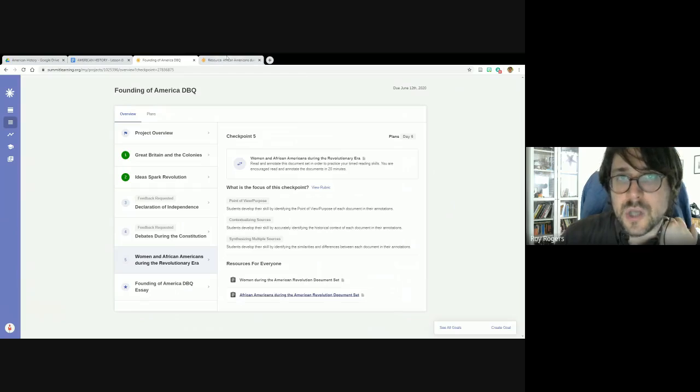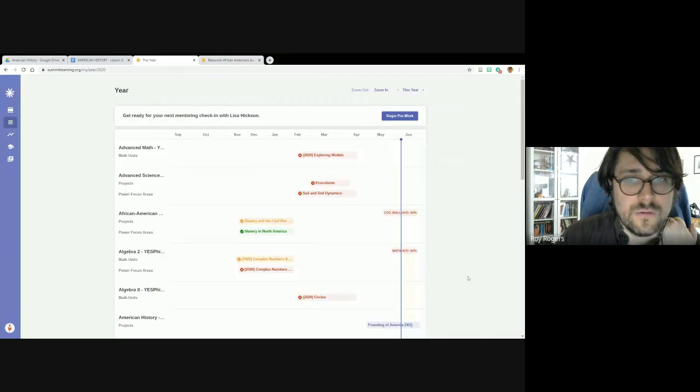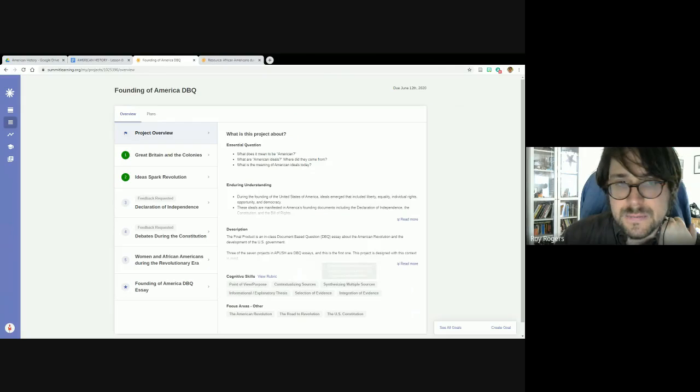Has everybody been able to go through? Again, I'll show you the steps. You start in the week view after you log on. You go to the year view. You scroll down to where it says American History, Founding of America DBQ. You click on the Founding of America DBQ, and boom, boom shakalaka, it's here.